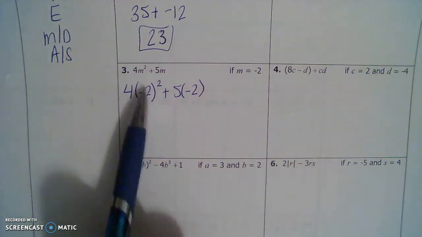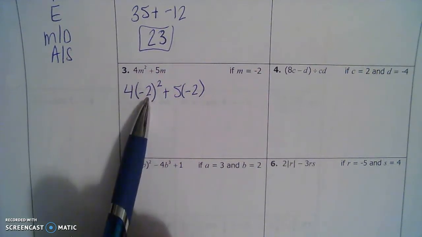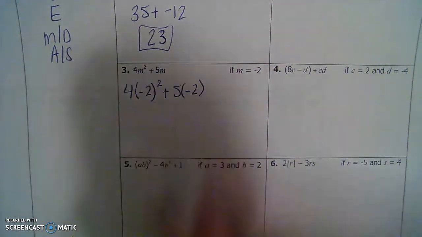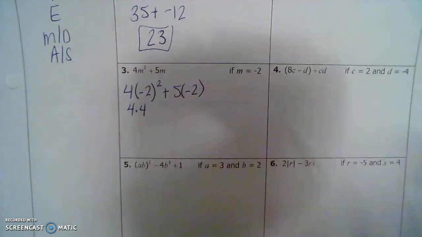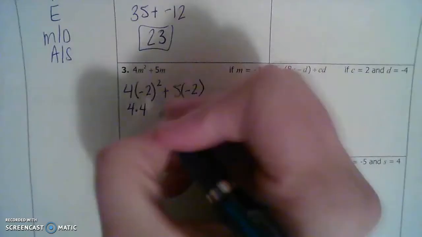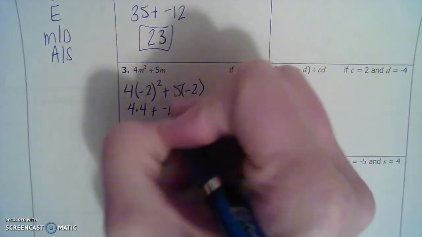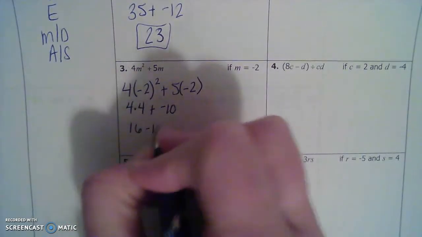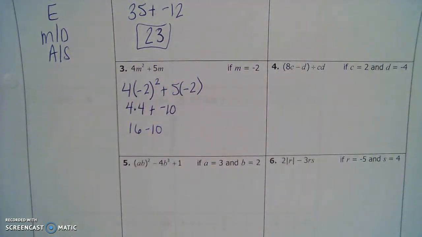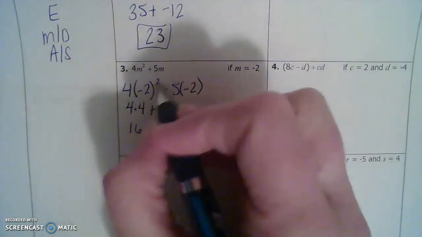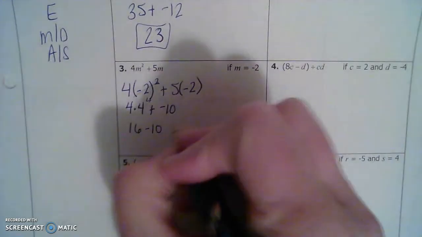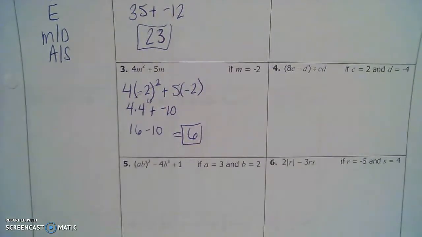But notice this means we have to square -2 first. You don't do 4 times -2, only the m, which in our case is -2, is being squared. So that's 4 times 4. -2 squared is 4. Plus 5 times -2 is -10. So I could rewrite that as 16 minus 10. Again, if you want and can show your work just by crossing it off to put the 4 instead of rewriting it, that's fine. But we should end up with 6 as our final answer.